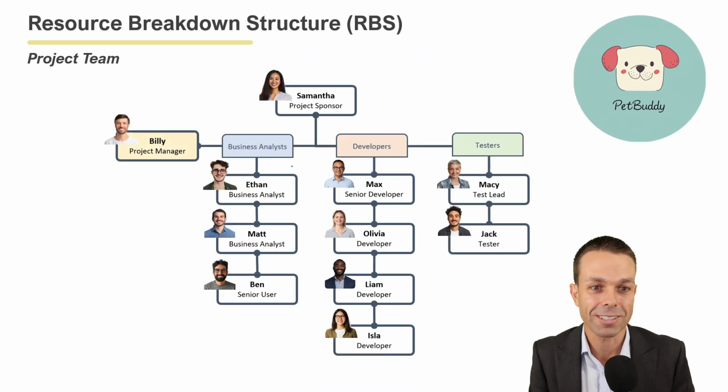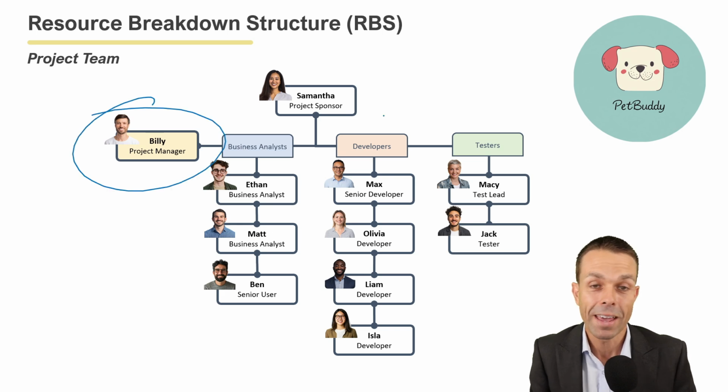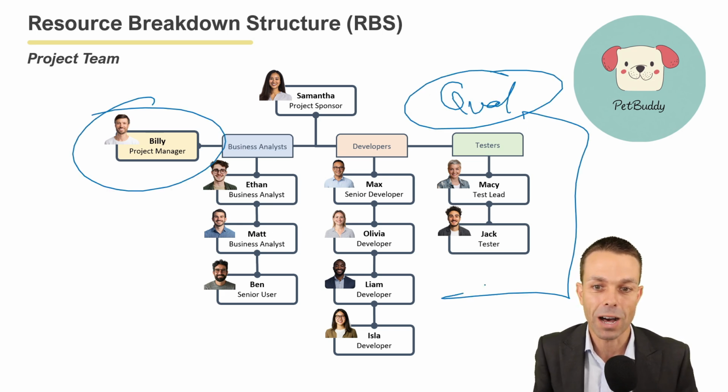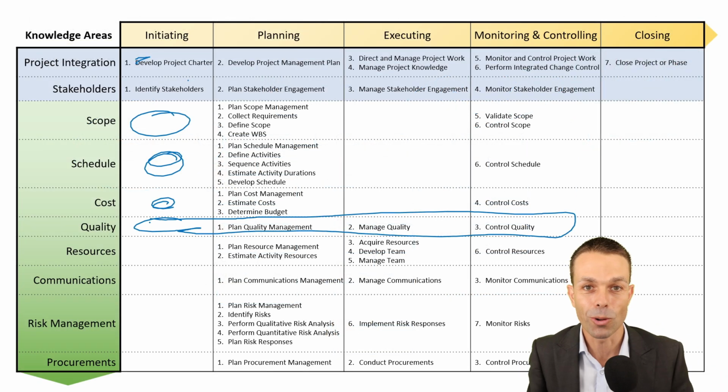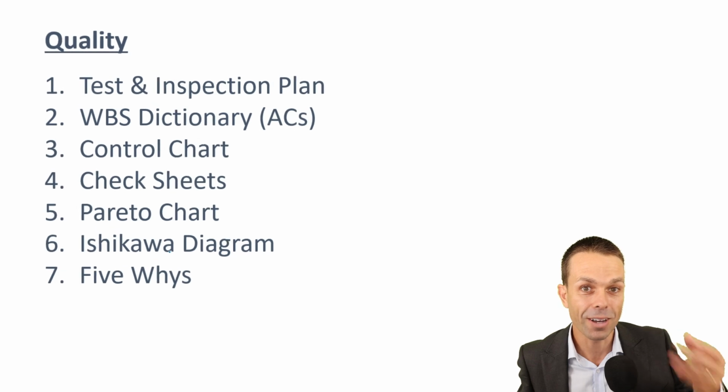And here is our project team. So we've got Billy, the project manager. And for quality, what we're looking at is our testing department, because they're going to be doing all of that quality assurance, making sure that all of that scope meets our customer needs.